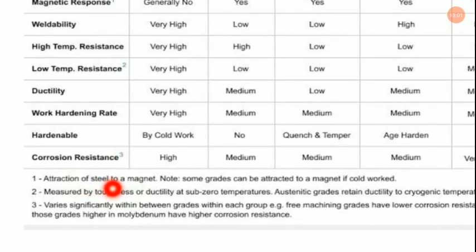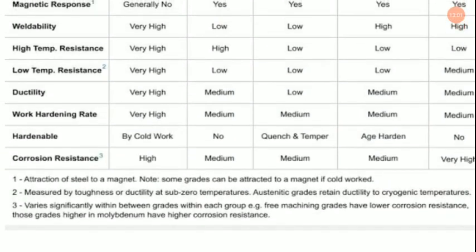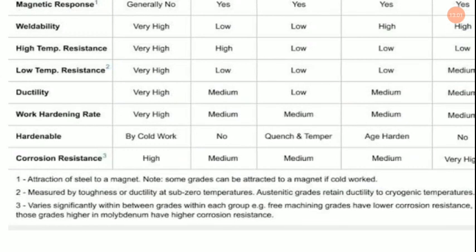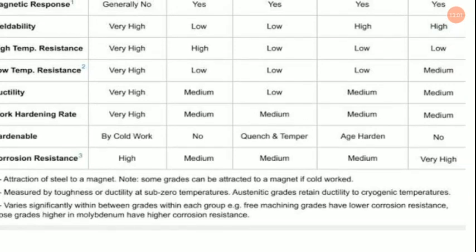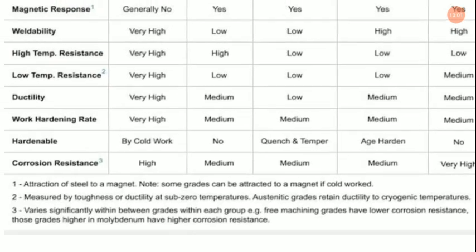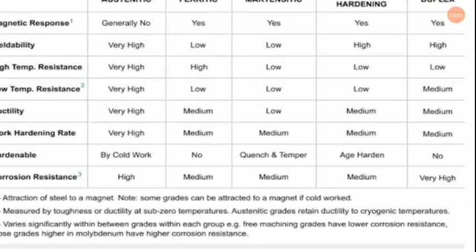Now, notes as given below. For one, we have attraction of steel to magnet. Some grades can be attracted to a magnet if cold worked. Two, measured by toughness or ductility at sub-zero temperature, austenitic grades retain ductility to cryogenic temperatures. Next is the third point, which varies significantly between grades within each group. That is, free machining grades have lower corrosion resistance, and those grades higher in molybdenum have higher corrosion resistance.